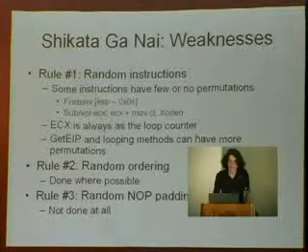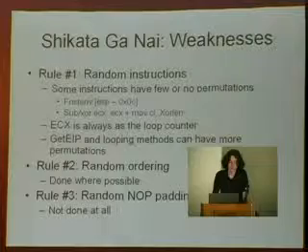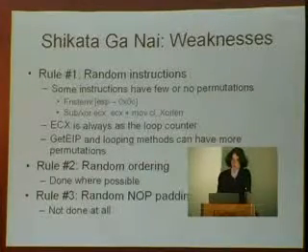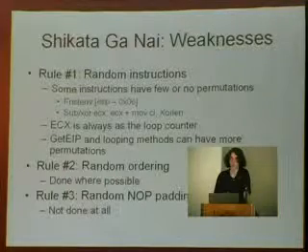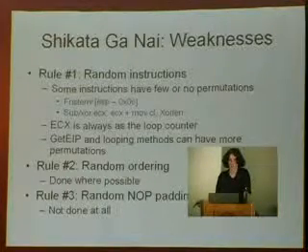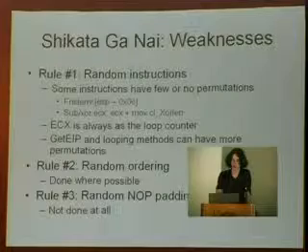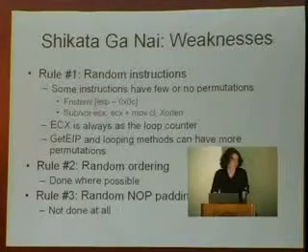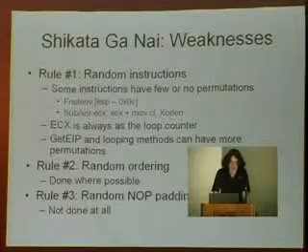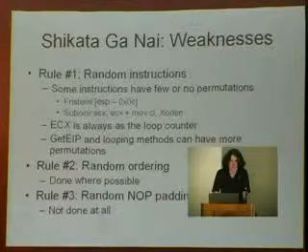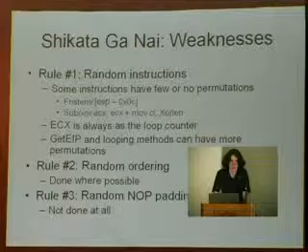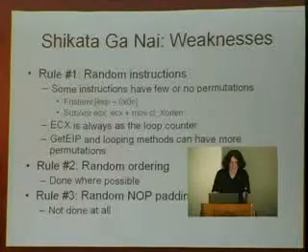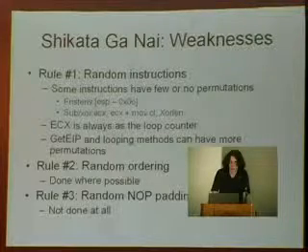The other thing is it always uses sub or XOR ECX to clear the ECX register, and then always uses the same instruction to move something into that register. That instruction chain also has very few possible permutations on it, which makes it weaker to analysis. The other thing is that ECX is always used as the loop counter during the decoder loop, and the get EIP and looping methods can have more possible permutations.